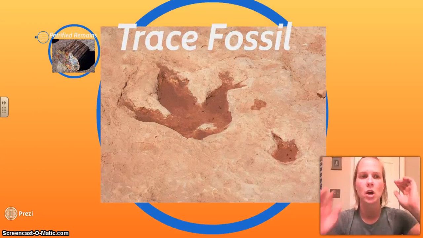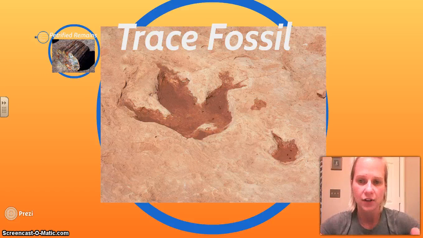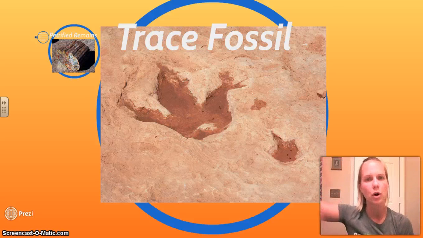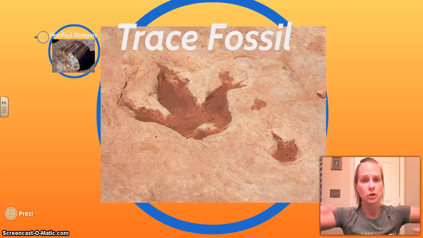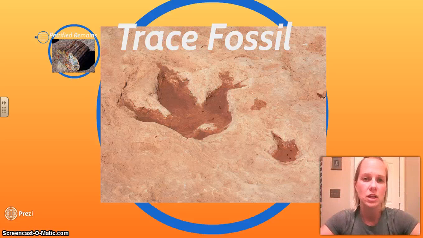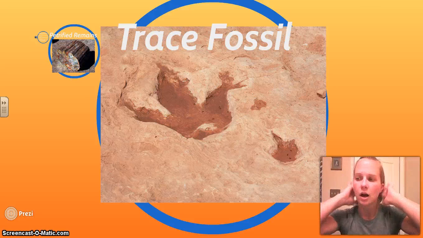Okay, trace fossils. Trace fossils are exactly what they sound like. They are traces of the organism's activity. So we have dinosaur footprints here. We can get a lot from a footprint. We can tell how tall they were. We can tell their gait, which means how they walk. Did they walk? Did they run? Even based on their impression, you could almost gather a weight from them. So there's a lot of information you could get from just a footprint.